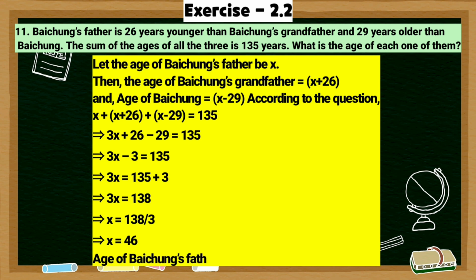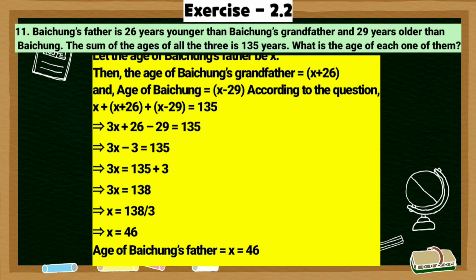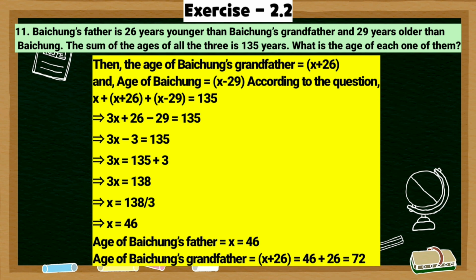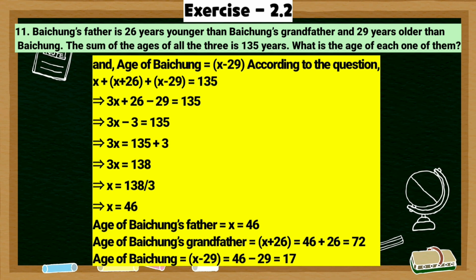अब हमें मिल गया बाईचुंग्स फादर एज इज x, that is equal to 46 years. So Baichung's grandfather age will be x plus 26, that is equal to 46 plus 26. The answer is 72 years. Now Baichung's age will be x minus 29, that is equal to 46 minus 29. So the answer is 17 years. So age of Baichung's father is 46 years, age of Baichung's grandfather is 72 years and age of Baichung is 17 years.